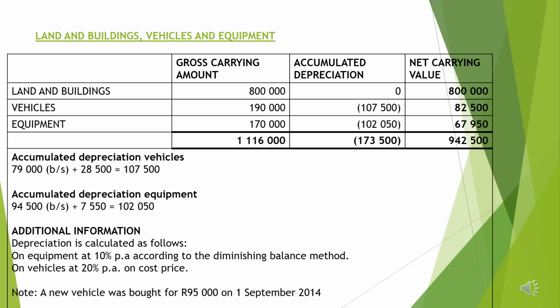So if we want to calculate depreciation, we will need to say here accumulated depreciation on vehicles. Going to say 79,000 rand plus 28,000 is equal to 107,000. Now we want to determine how we got this 107,000 rands. Let us go to our next slide so that we can explain in simple terms how we arrived at this figure.